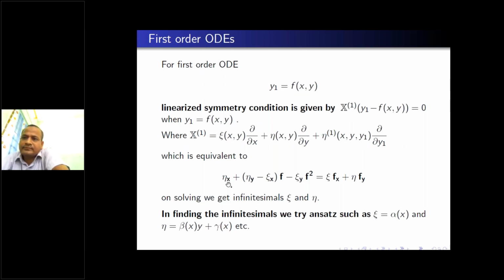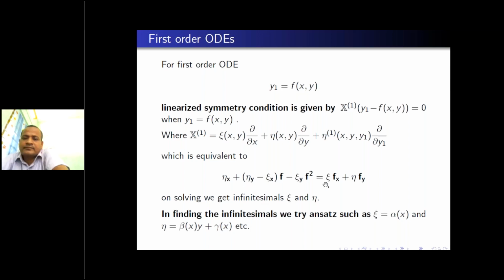to ηx, that is the partial derivative of η with respect to x, plus (ηy − ξx) f − ξy f² = ξ fx + η fy. Here fy represents the partial derivative of f with respect to y, and similarly, fx represents the partial derivative of f with respect to x. On solving, we get the infinitesimals ξ and η.